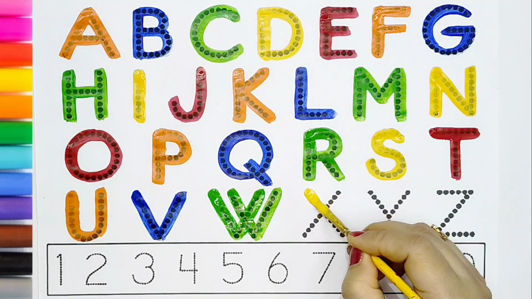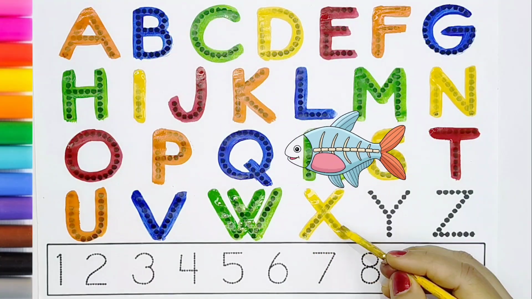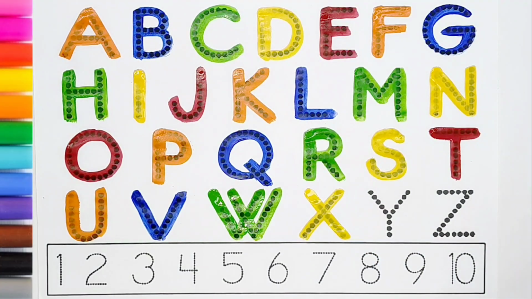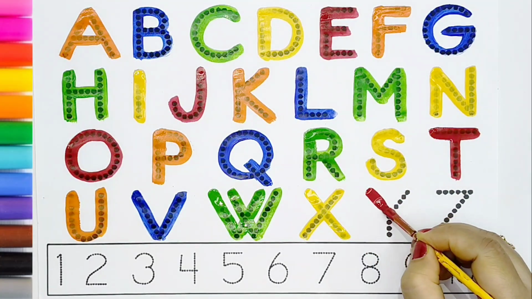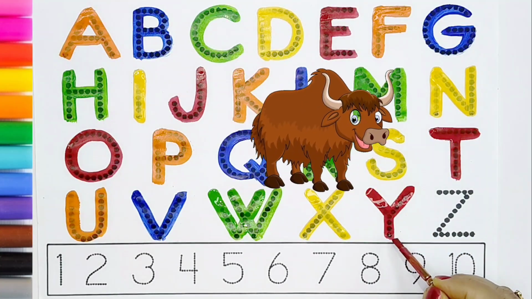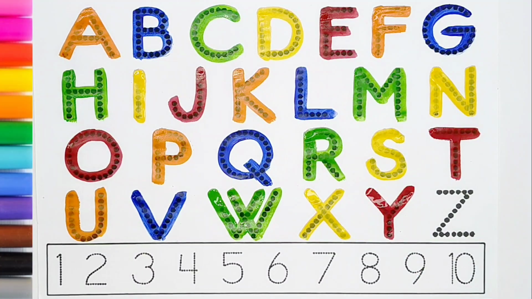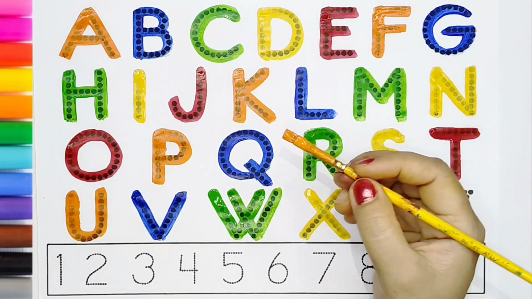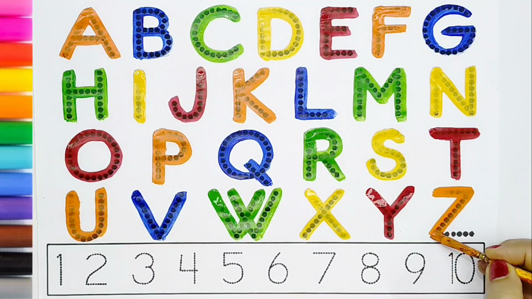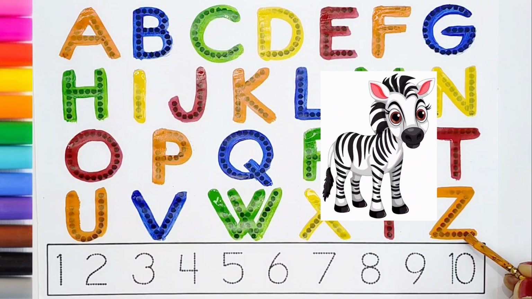Yellow color. X. X for X-ray fish. Red color. Y. Y for yak. Orange color. Z. Z for zebra.